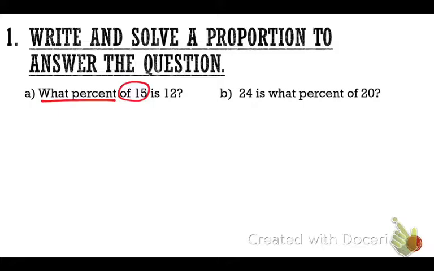Let's circle the second part of this question, of 15. What number comes after the word of? 15, so that's going to be my of. Finally, I would like everyone to underline is 12. Do you think that number 12 is going to be my is, my of, or my P? It's going to be my is because it's the number that follows the word is.